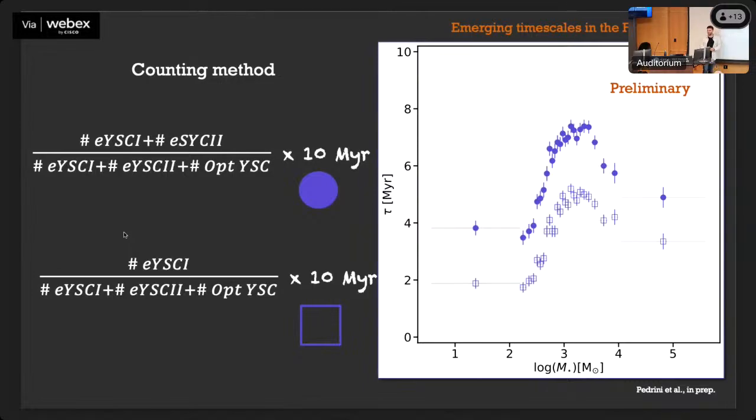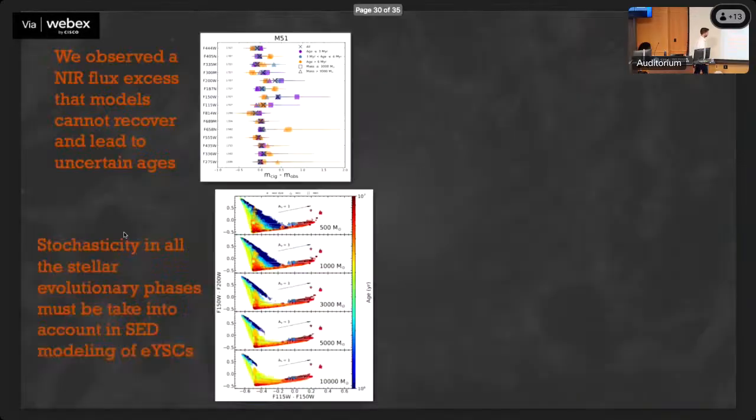So these last results bring me to the conclusion of this talk. What I showed you in these 11 minutes is that we have observed a flux excess that cannot be recovered by the models. Together, we cannot recover the dust model.